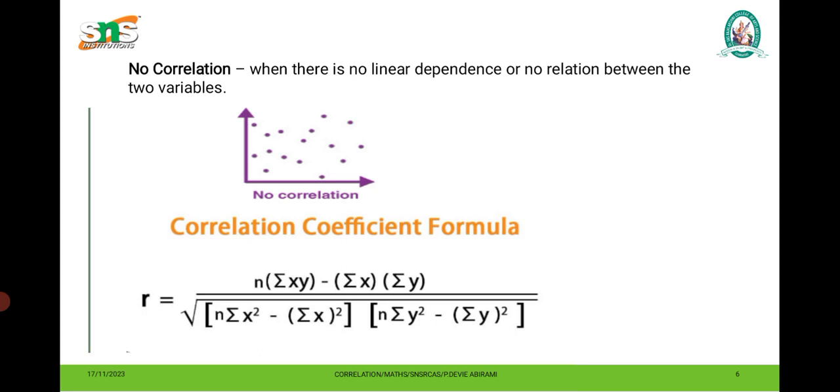In mathematics, we calculate this correlation coefficient by using a simple formula: r equals n summation xy minus summation x into summation y, divided by square root of n summation x square minus summation x the whole square, into n summation y square minus summation y the whole square. Here n means the number of variables, summation xy means the sum of xy, summation x means the sum of x variables alone, and summation y means the sum of y variables alone.